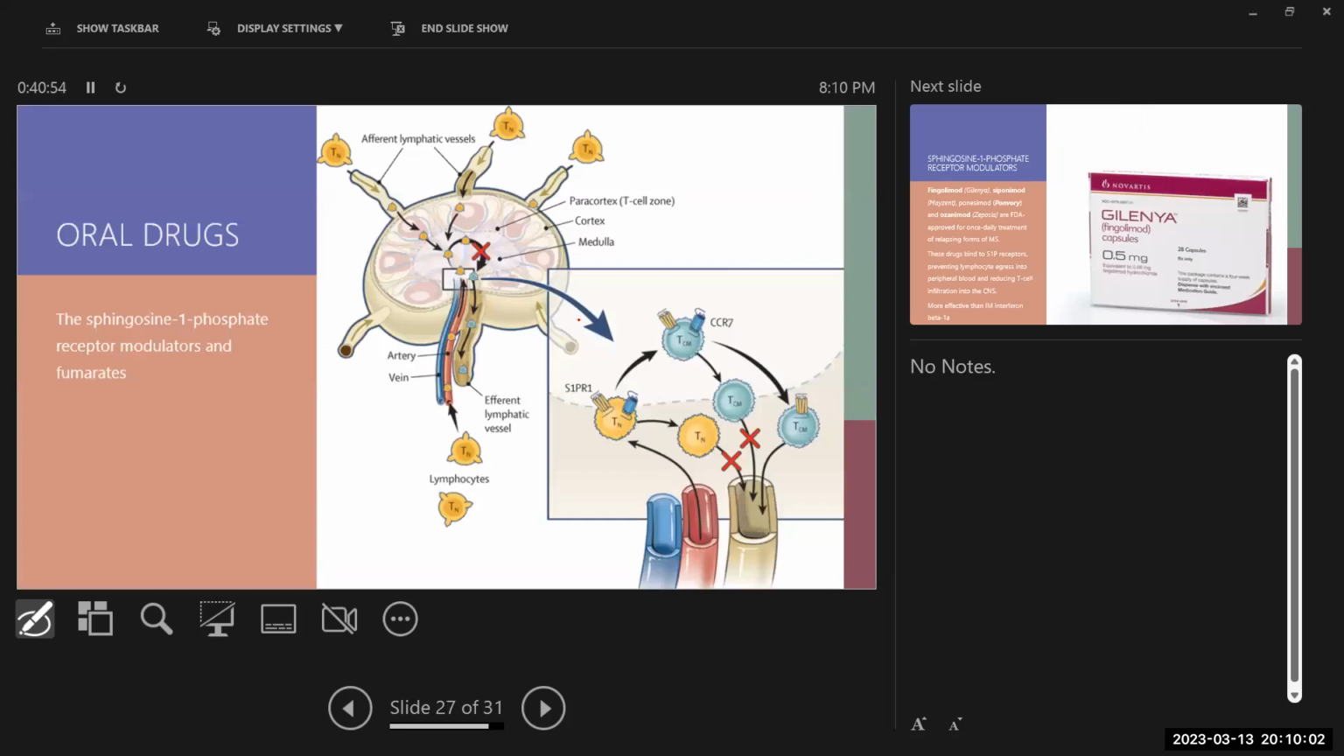Oral drugs. These drugs block the sphingosine 1-phosphate receptor. Immune cells use that receptor to access the central nervous system. And that's how these oral drugs work.